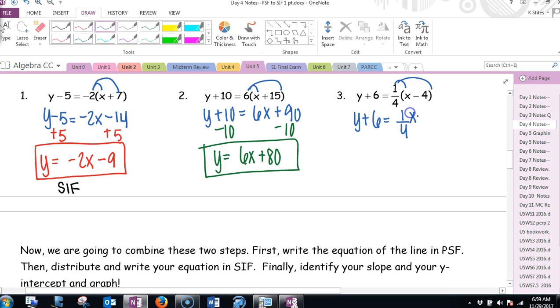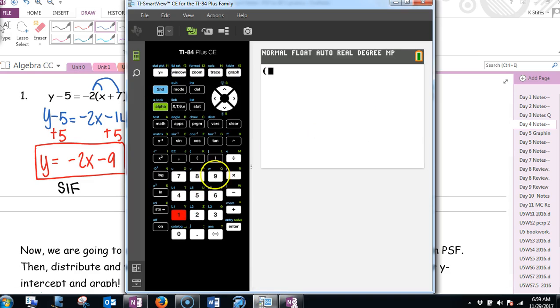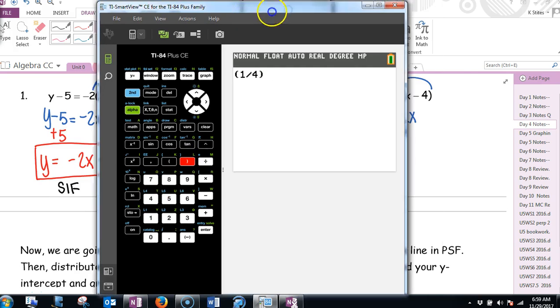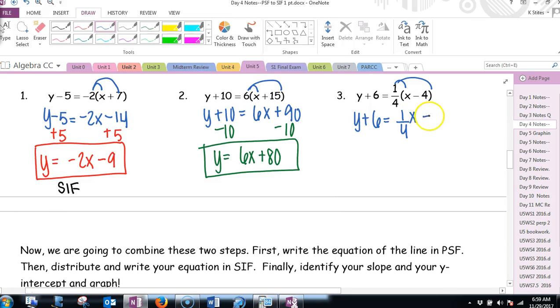1/4 times x is just 1/4 x. But 1/4 times negative 4, if you can't do that in your head, is just negative 1. And then move your 6 over. Careful with your signs. Y equals 1/4 x minus 7. So that will be your final answer.